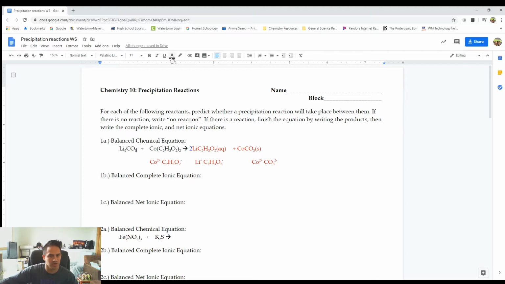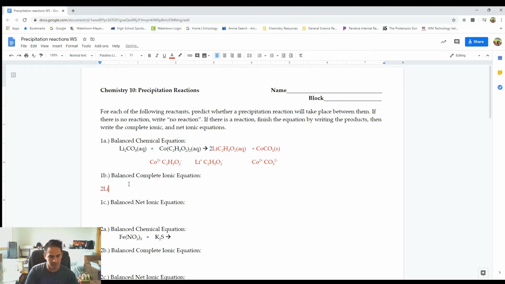We can assume that all of these things are aqueous. And in fact, probably on your sheet, it'll say aqueous. I'll change it. So these are all going to be aqueous, which means that anything that is aqueous, we are going to write as separate ions, and anything that is not, we're going to keep together.